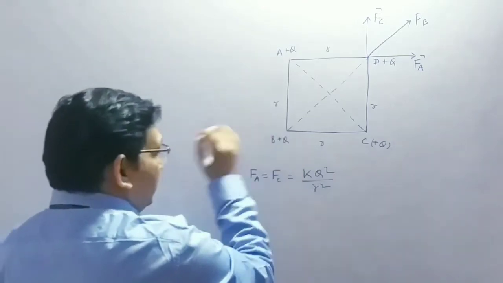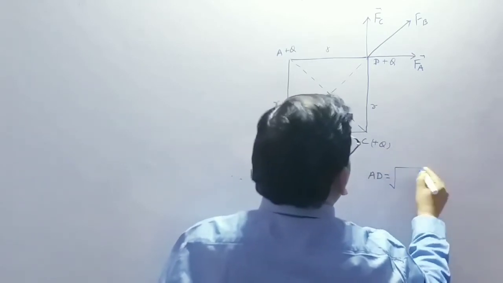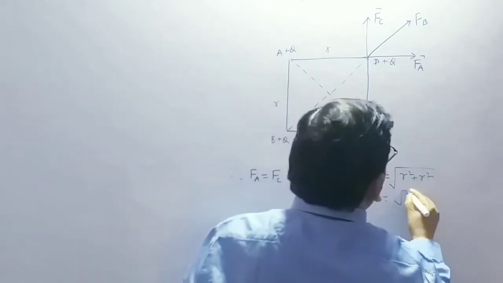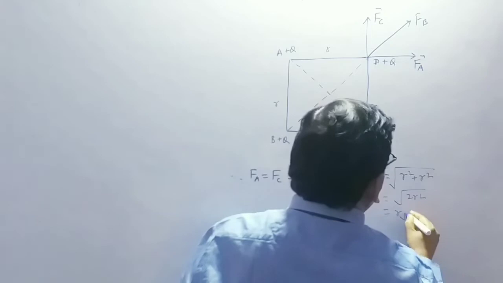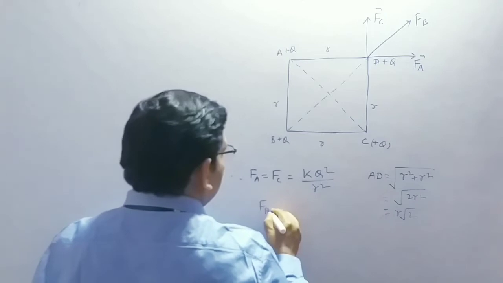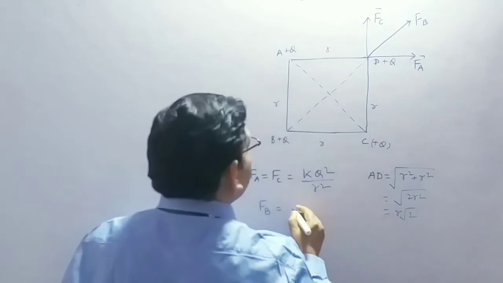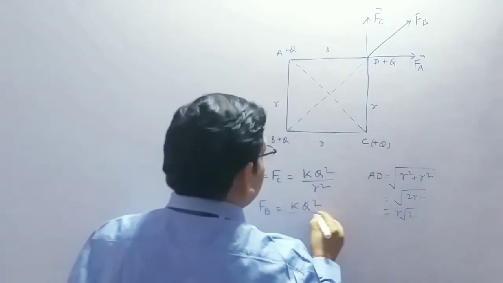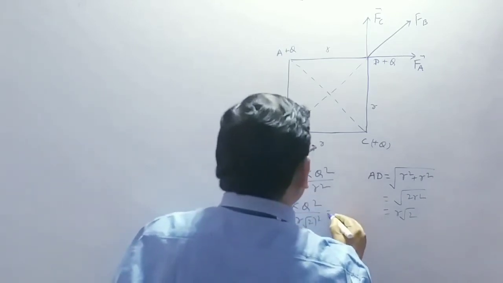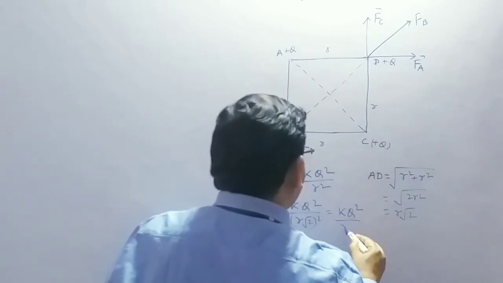For the charge at B, you calculate the distance BD. So BD can be calculated: R square plus R square, 2R square, R root 2. So the magnitude of the force at charge Q due to charge Q at B is given by K Q square, now the distance is R root 2, so K Q square over 2R square.